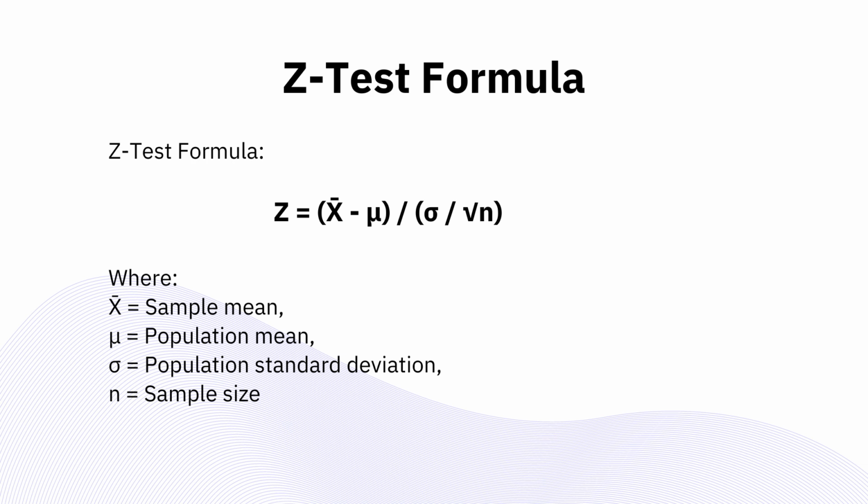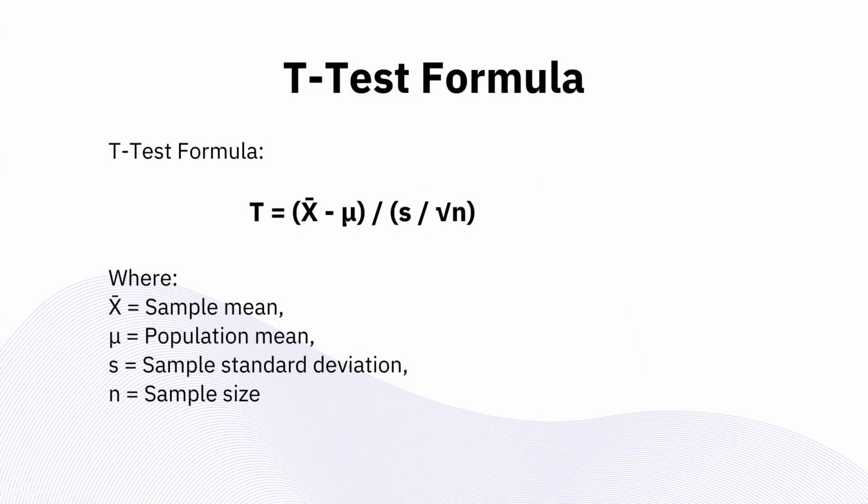Z equals the sample mean minus the population mean, divided by the population standard deviation, divided by the square root of the sample size. This test helps determine whether the sample mean is significantly different from the population mean. The t-test is similar to the z-test, but is used when the population variance is unknown. Instead, we use the sample standard deviation. The formula is t equals the sample mean minus the population mean, divided by the sample standard deviation over the square root of the sample size.